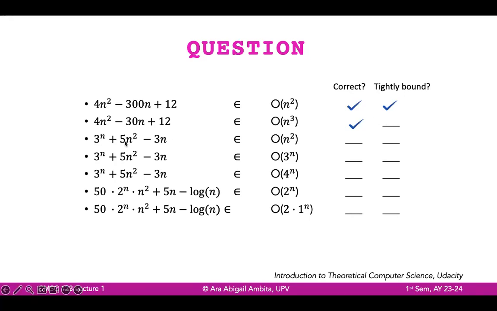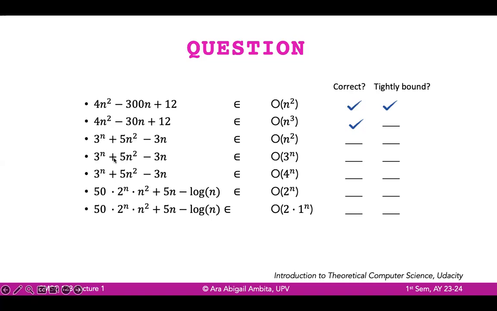3 raised to n plus 5n squared minus 3n is being bounded by O of n squared. Is it correct or not? What are we supposed to do here? So we are going to remove all these terms, 5n squared and then 3n. Remove all the lower order because we can see 3 raised to n here and it's exponential. So let's focus on 3 raised to n. So this will be 3 raised to n left, and it is being bounded by O of n squared. Is it correct or not? No, it is not. Because n squared is much, much lower compared to 3 raised to n.